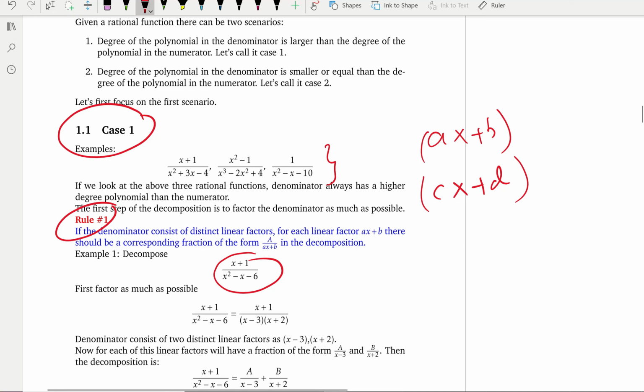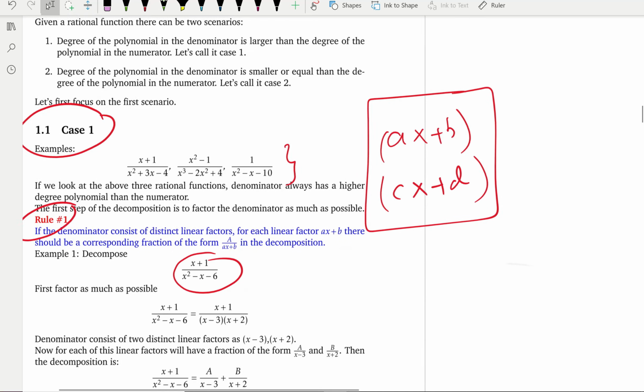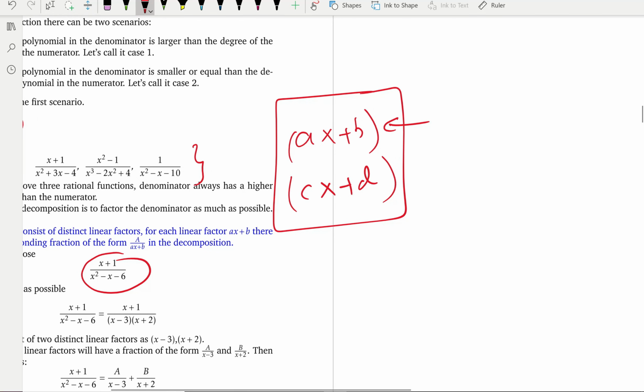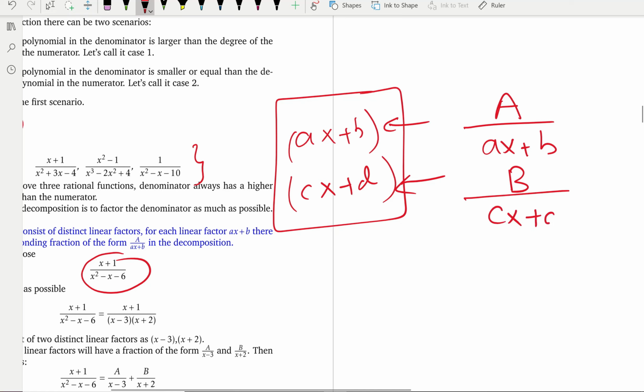What do I mean? So let's say these are the factors that you get from the denominator. Okay, perfect. Now take each factor. So let's take the first factor. For this factor there will be a fraction that looks like a constant over ax plus b. And for this factor, we will have a fraction with a different constant over cx plus d. So for each factor, you will have a corresponding fraction that looks like a constant over that linear factor.